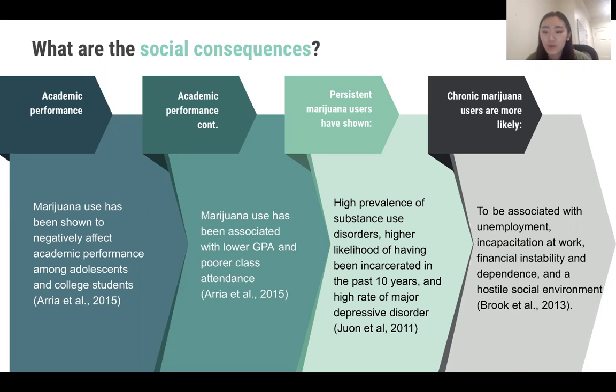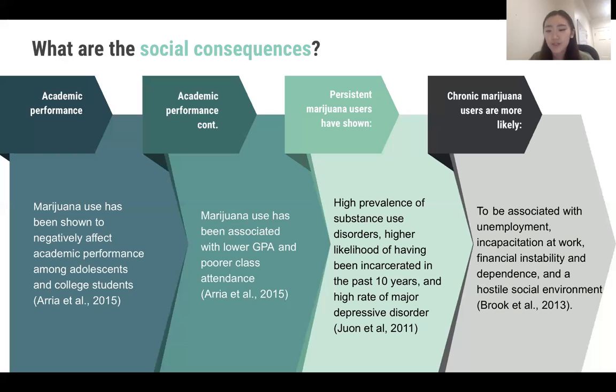And academic performance can be affected in the ways I just stated. And then marijuana use can result in living a deviant lifestyle, which could affect someone's social adaptation and formation of social bonds. Finally, it was found that chronic marijuana users were more likely to be associated with unemployment and incapacitation at work. There are several things that could explain this, such as psychosocial failure, which basically encompasses educational failure and engagement with crime.